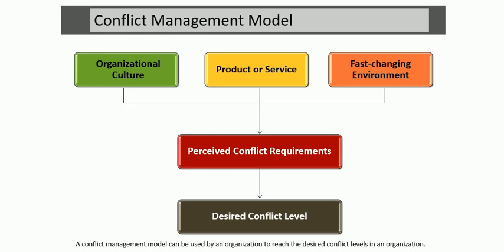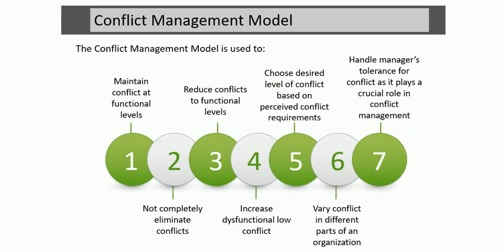And on the basis of that, when we have gathered the requirements from all the different persons, employees, and from the organization, we will set a desired conflict level. That can be beginner, that can be medium, that can be severe, and we will be deciding what we have to do at that conflict level, and we will make our decision according to the desired conflict level. So we will further look into how the conflict management model is used.